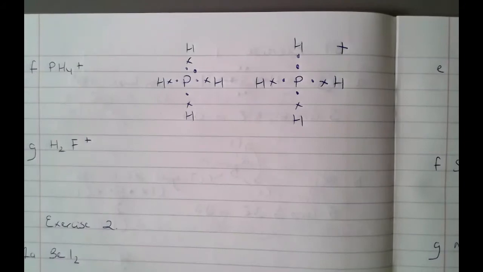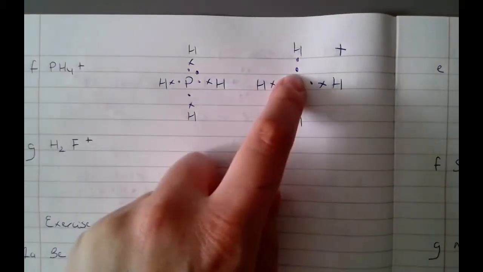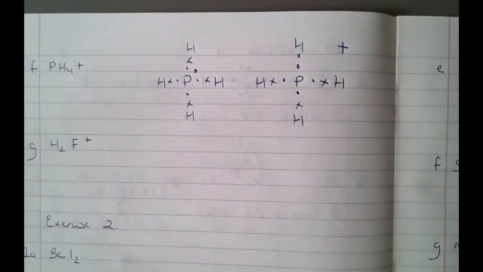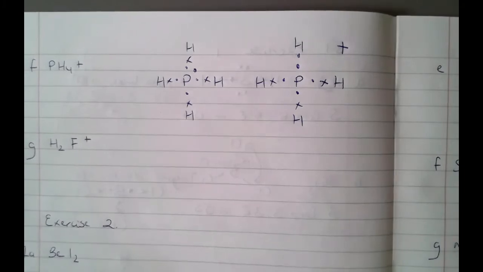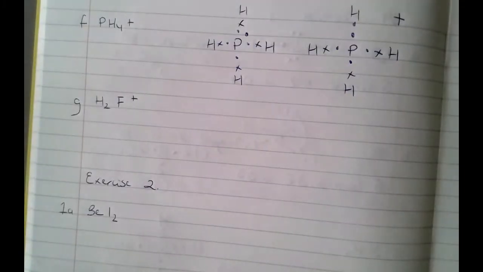I've got 4 bond pairs around phosphorus. 4 bond pairs is tetrahedral, 109.5. Again, you treat that as a bond pair, not a lone pair, because it is a pair of electrons involved in a bond. The next one, H2F+, exactly the same story.